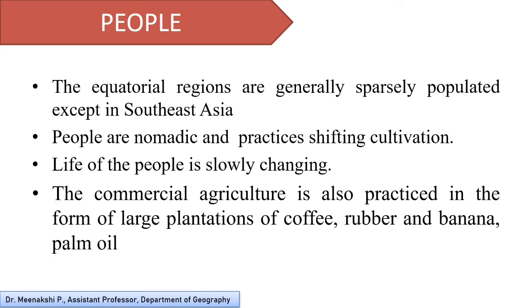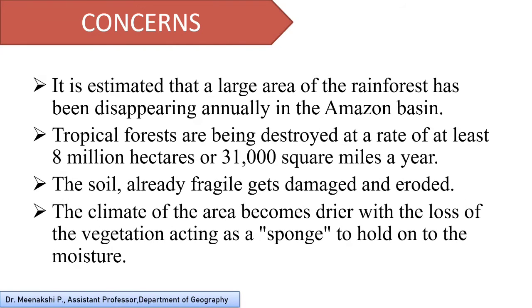It is estimated that a large area of the rainforest has been disappearing annually in the Amazon basin, mainly because of the commercial cultivation activities. Tropical rainforests are being destroyed at the rate of at least 8 million hectares or 31,000 square kilometers per year. The soil has become already fragile and easily it has been cleared away from its places. The climate of the area becomes drier with the loss of vegetation acting as a sponge to hold on to the moisture.